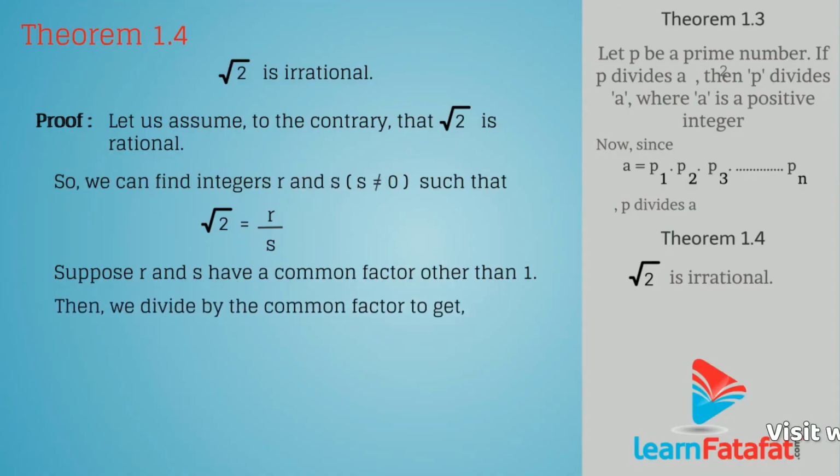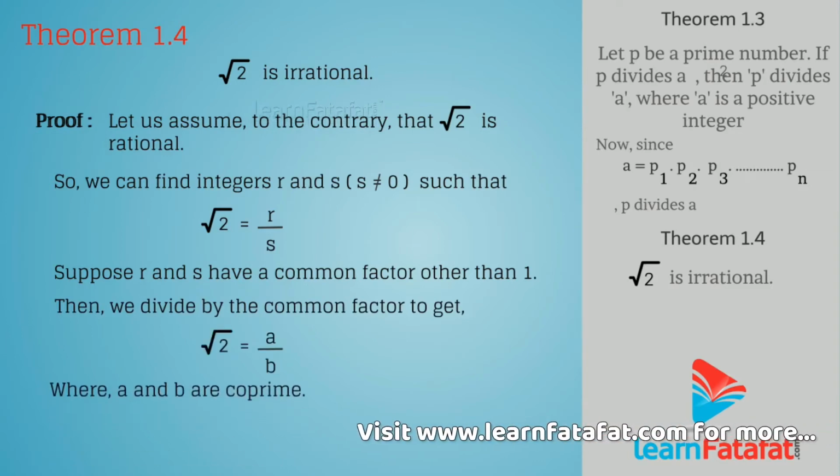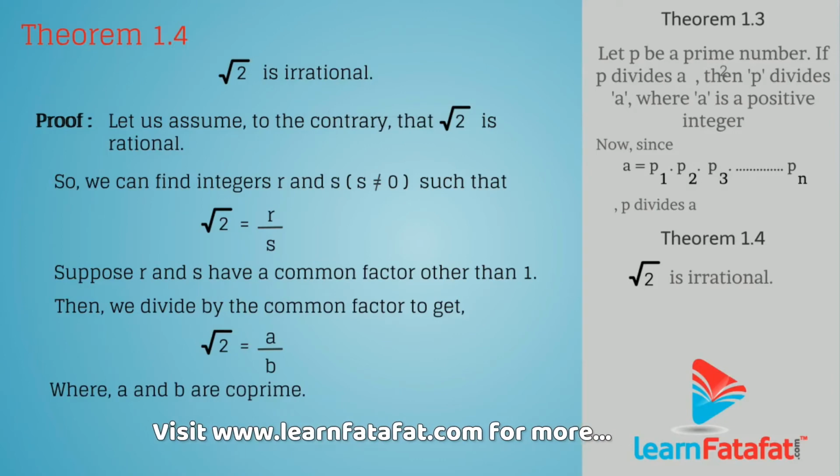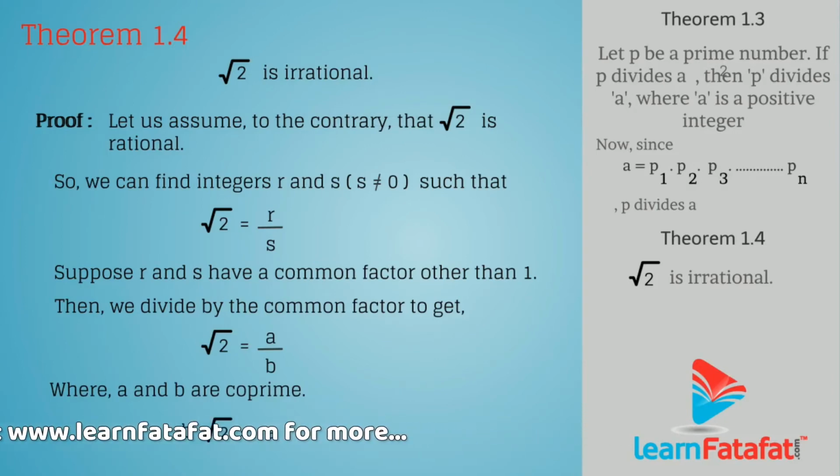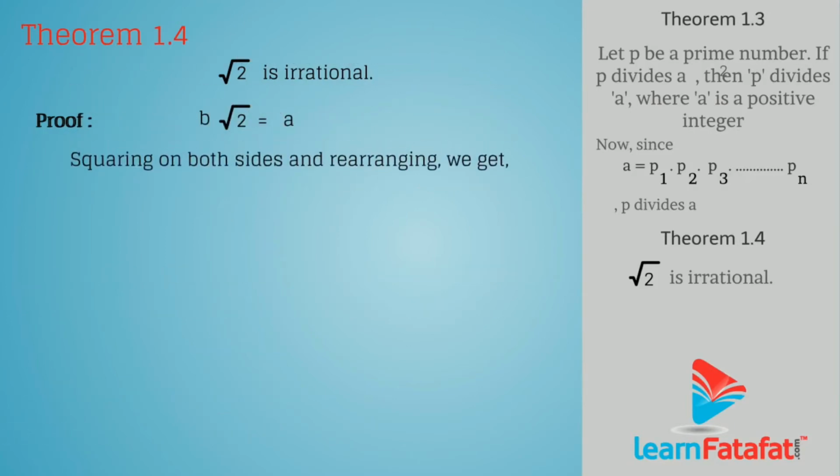Then we divide by the common factor to get root 2 is equal to a by b, where a and b are co-prime. So b into root 2 is equal to a. Squaring on both sides and rearranging, we get 2 into b square is equal to a square. Therefore, 2 divides a square.